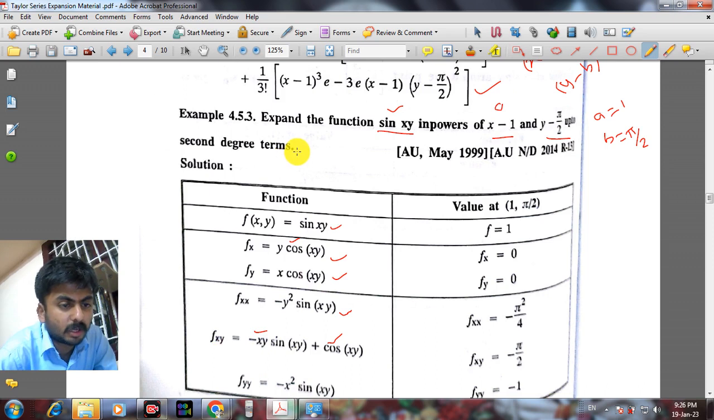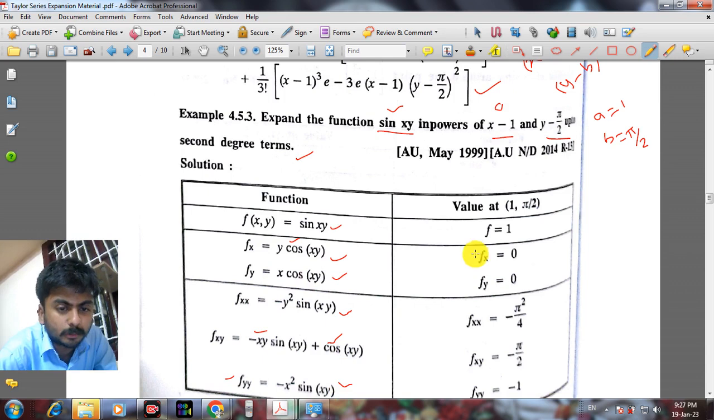They have only asked up to second degree terms. So we want to find fyy. Fyy is, I am differentiating again with respect to y. Here x is constant, minus cos will be differentiated to give minus sin xy into x. So minus x square sin xy.